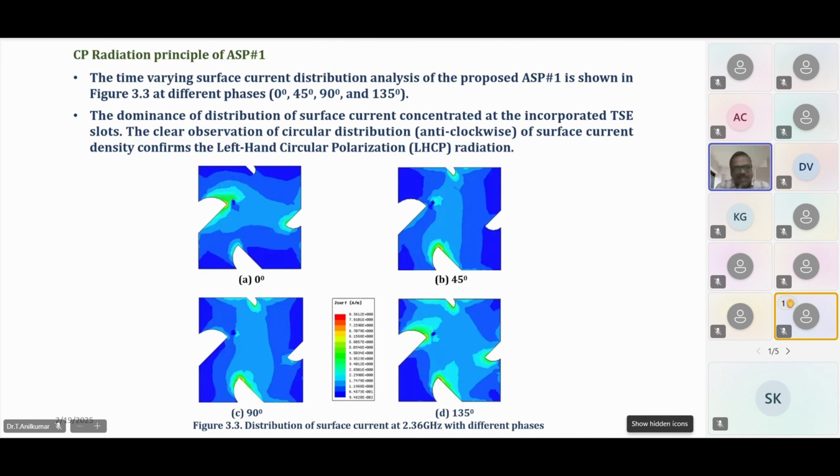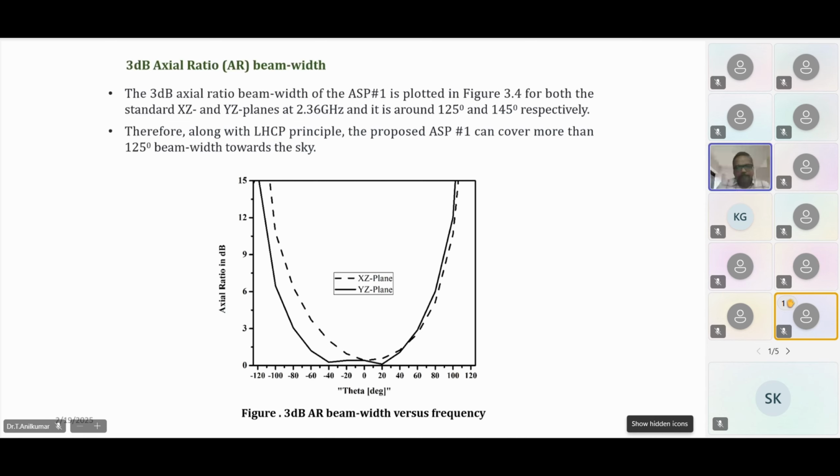According to that concept, if it is more, it is going to stay for more time. If it stays for more time, the time phase variation of that particular field is going to be more. That means you're going to get wider bandwidth and also wider beam width. That is the advantage of this particular slot. That is the novelty of this particular antenna design, right? Next. So this is what I'm talking about.